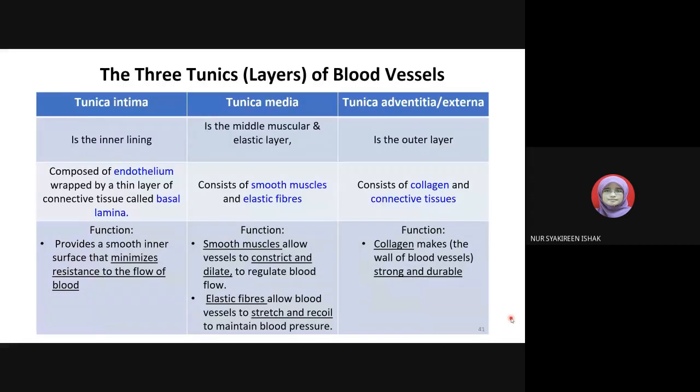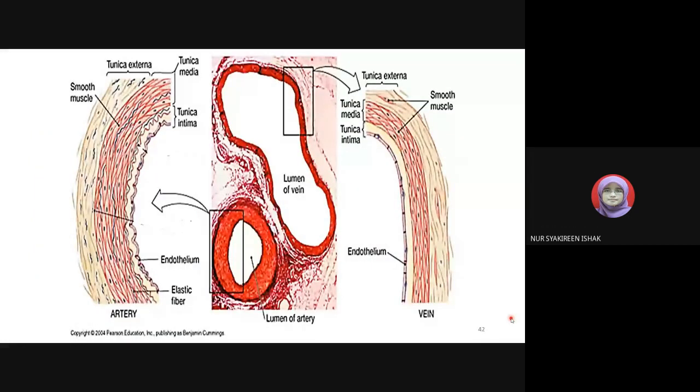Okay, so as you can see, this is a microscopic image. Okay, a prepared slide, or image of the two blood vessels. So here you have the artery. As you can see, the diameter of the artery will be smaller compared to the vein. So the vein will have a bigger diameter. But for the vein, the tunica media wall is thinner compared to the tunica media of the artery. So the artery wall will be thicker because it has to withstand high blood pressure of blood coming from the heart.